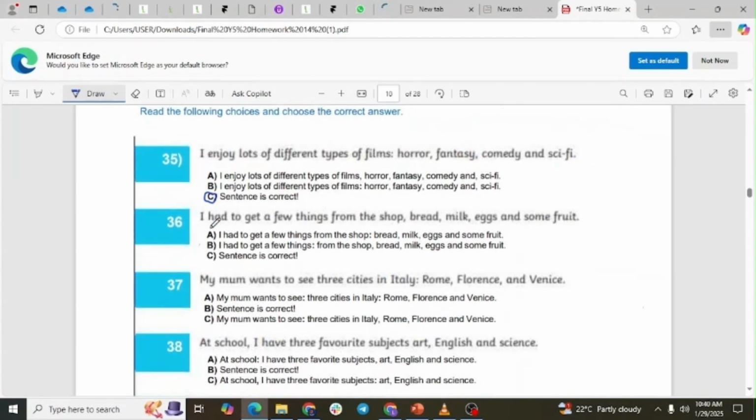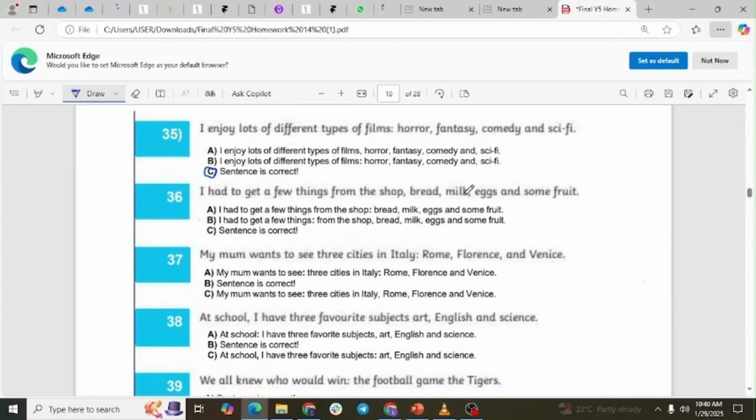Question 36. I had to get a few things from the shop. Bread, milk, eggs, and some fruit. Does that look right? Not quite. The correct version is A. I had to get a few things from the shop. Bread, milk, eggs, and some fruit. The colon helps introduce the list of groceries.